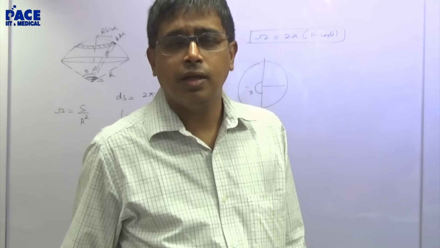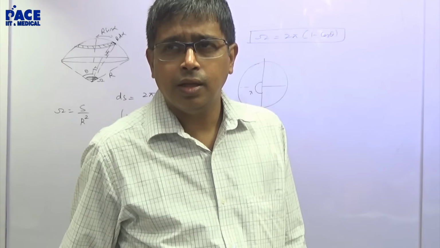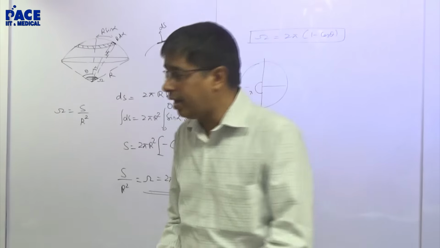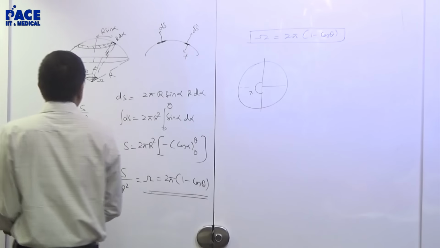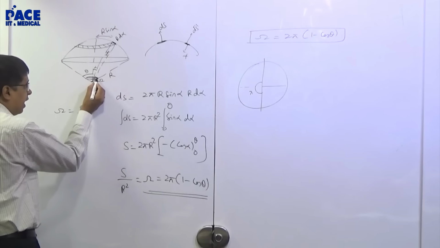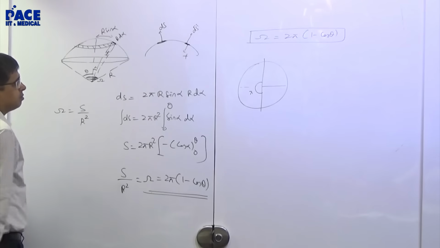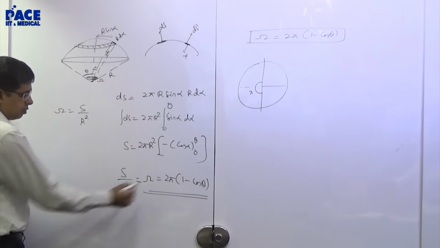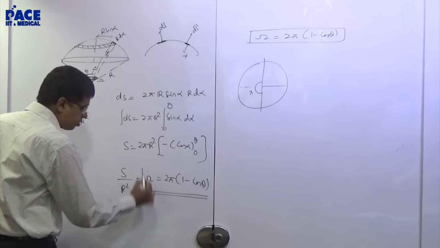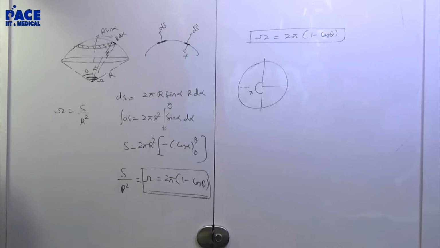What is the linear angle corresponding to that solid angle? Linear angle. For this solid angle, the linear angle is theta. 2 pi into 1 minus cos theta is the solid angle corresponding to the linear angle theta.